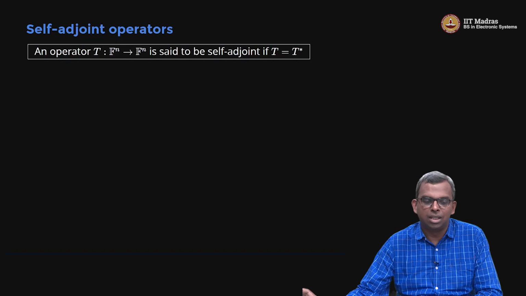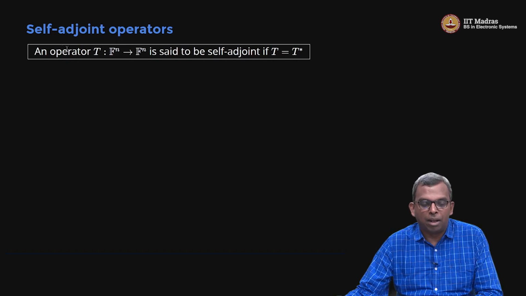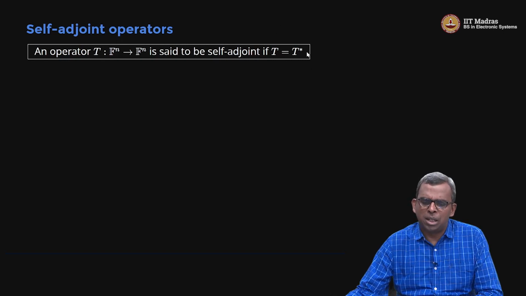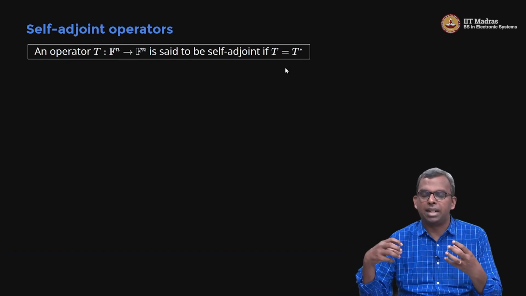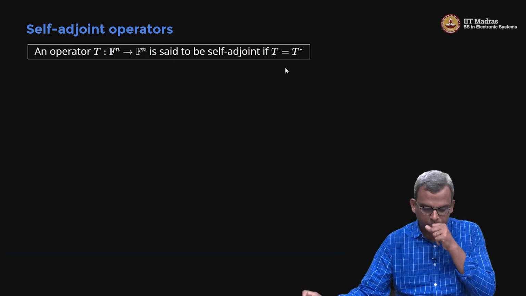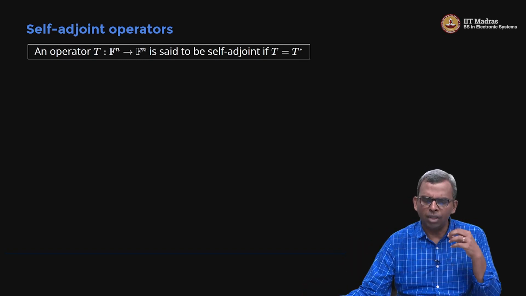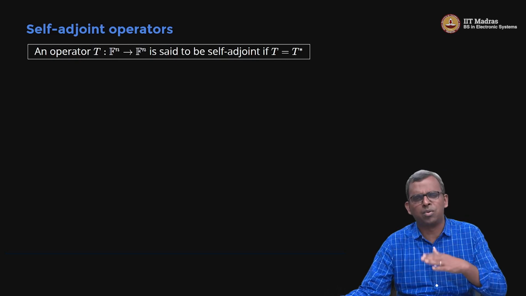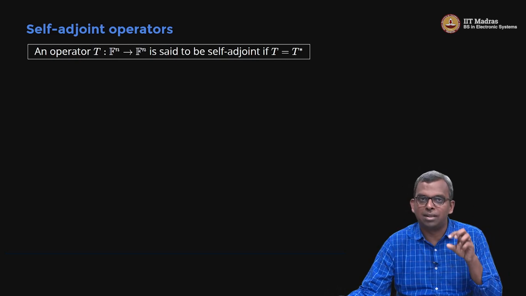So, here's the definition. An operator T from F^n to F^n is said to be self-adjoint if T equals T star. Now, this is a very interesting constraint, T equals T star, self-adjoint, as in the operator itself is equal to its adjoint. And it turns out to have really powerful properties, a lot of applications which we will see later on. But for now, we will study what this means if the operator became its adjoint itself.